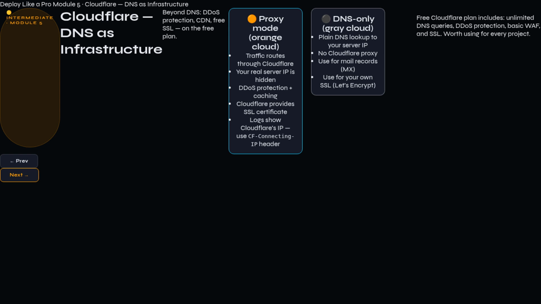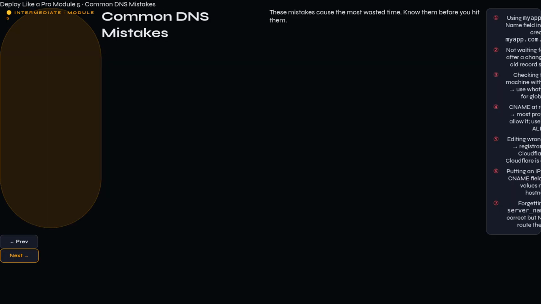For Let's Encrypt, you can get certificates with Cloudflare proxy active, but the DNS challenge method works better than the HTTP challenge when proxied. Or switch to DNS only temporarily for certificate issuance. Cloudflare's free plan includes unlimited DNS queries, DDoS protection, basic WAF, and SSL. A reference of the DNS mistakes that cost the most time.